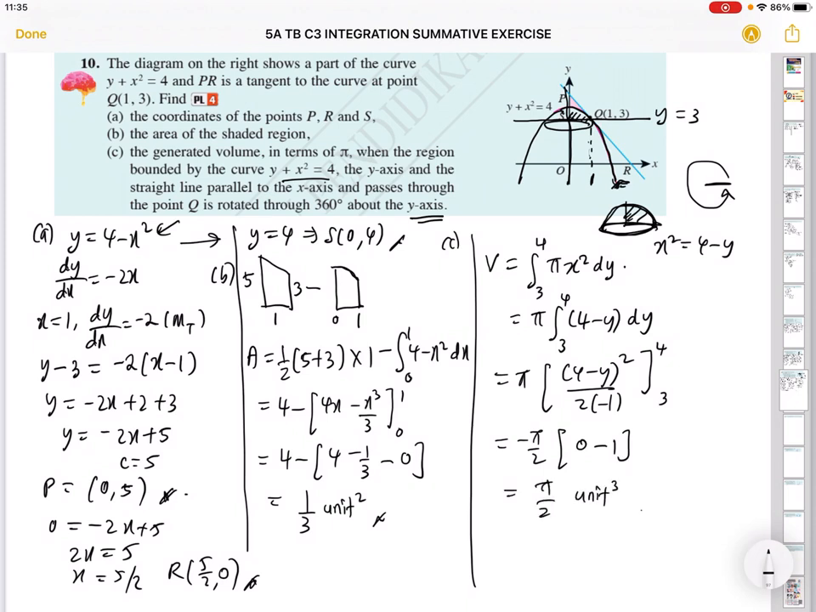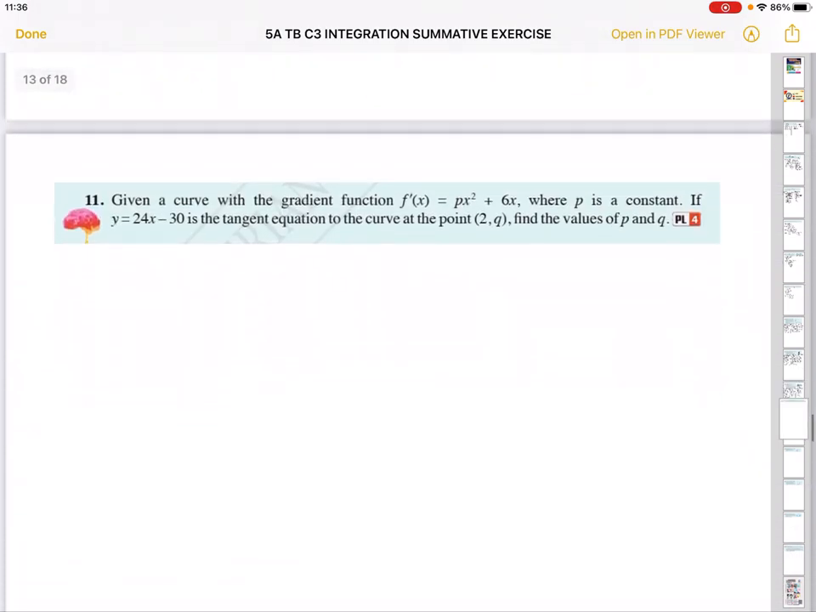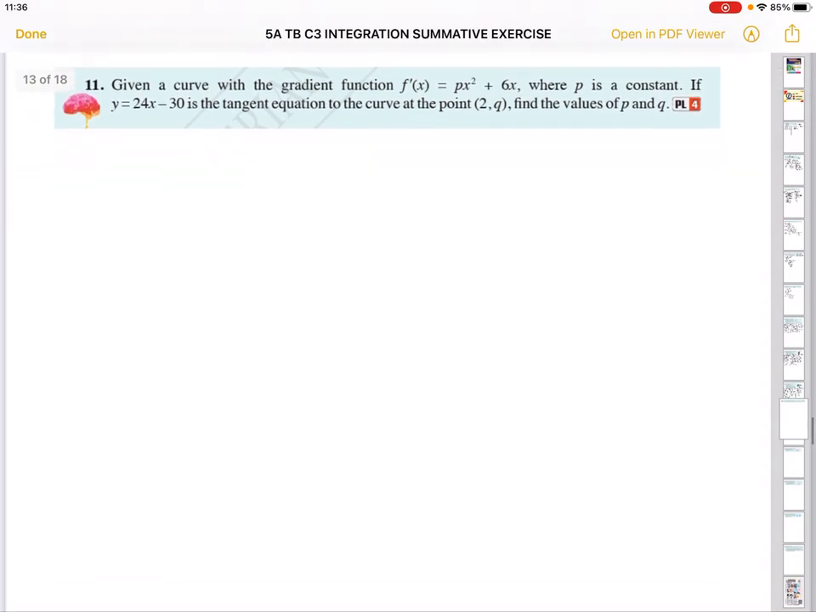Moving on. Question number 11. So here a curve has a gradient function f prime x equals bx squared plus 6x, where p is a constant, and this line is a tangent to the curve. So if you want to understand how it looks like, the curve probably looks like this. So this is your straight line, y equals 24x minus 30. Okay, so I need to find values of p and q.